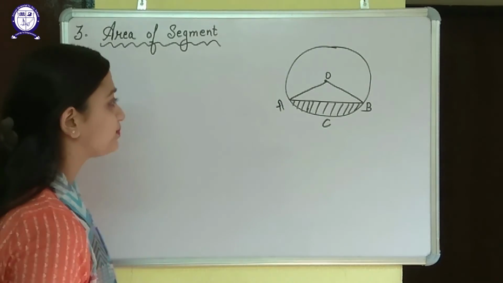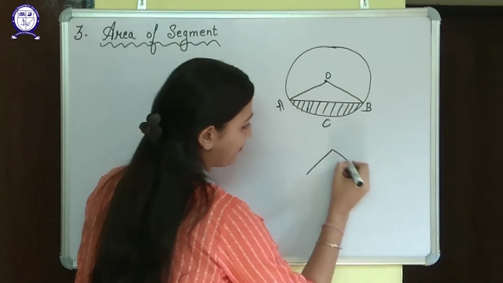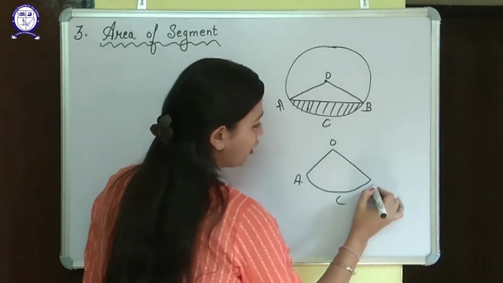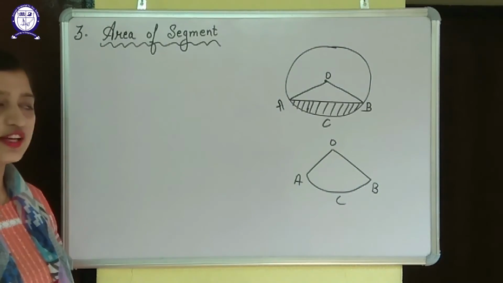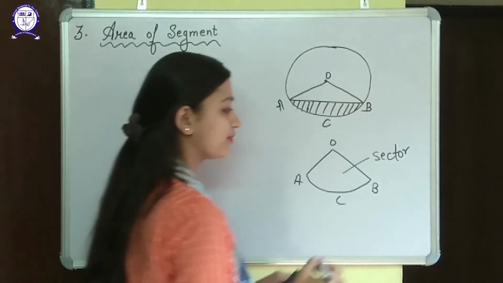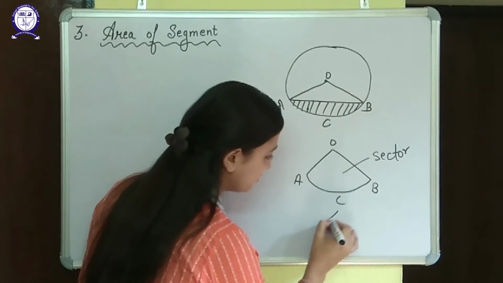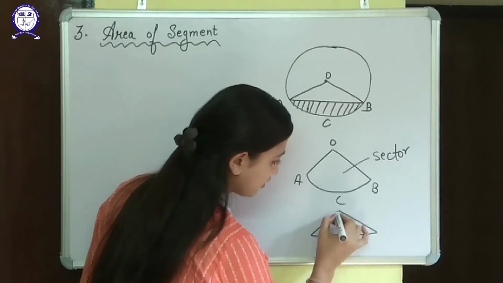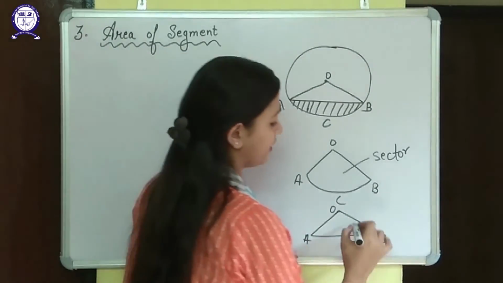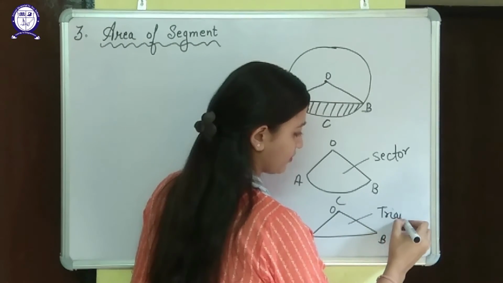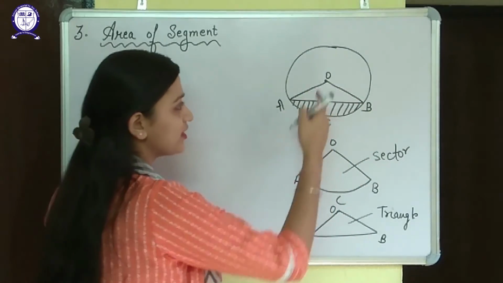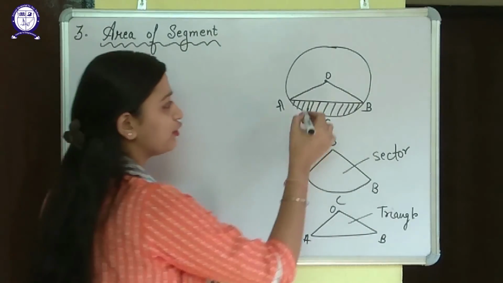Now if I draw this portion separately, this is my OACB. What is this figure? This figure is my sector, right? And if I draw this figure, OAB, which figure is this? This is a triangle, right? This complete figure is my sector, and this smaller one is my triangle, and I need to find this area.